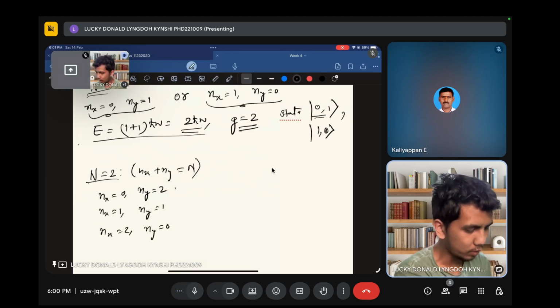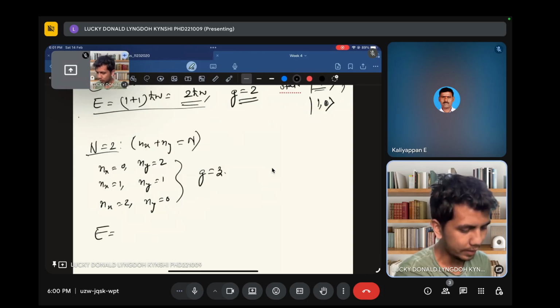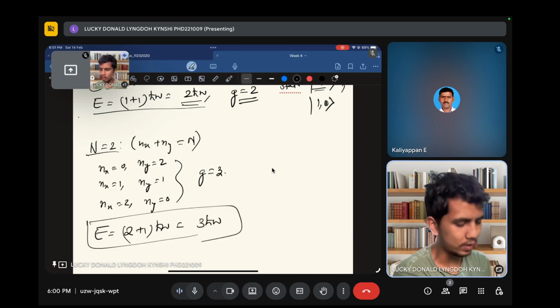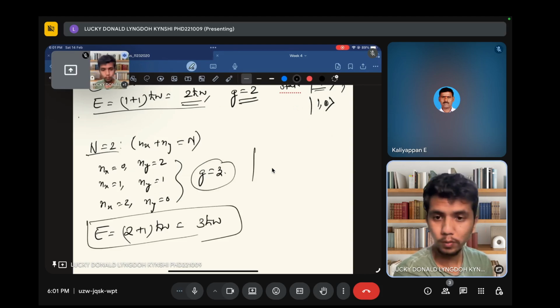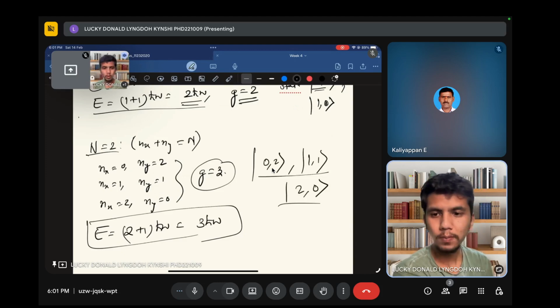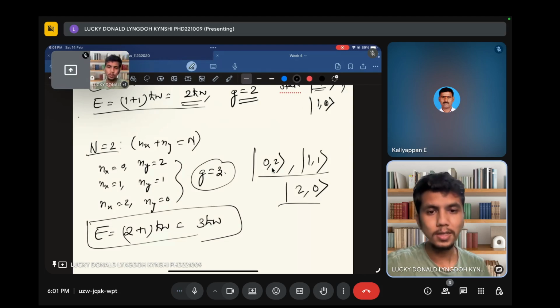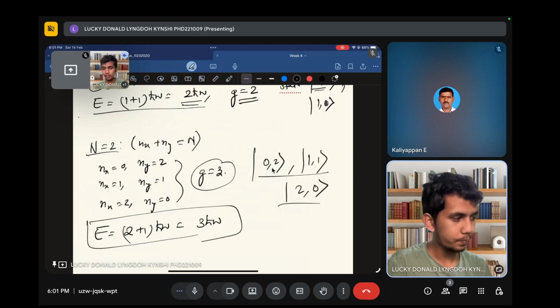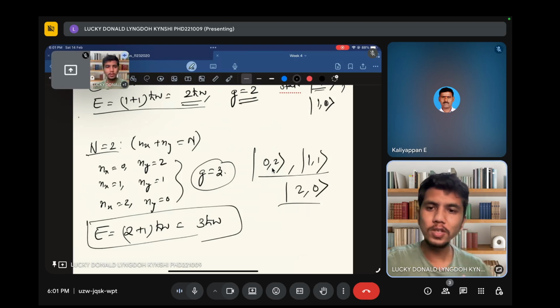That means ideally you will have degeneracy equal to 3. And what is the energy? Energy is nx plus ny, which is 2 plus 1, times h cross omega, which is equal to 3 h cross omega. So in this case you have degeneracy equal to 3 with the energy for the states 0, 2, 1, 1, and 2, 0. These three states are also of the same energy. That is why they are called degenerate states with degeneracy g equal to 3. This is the next higher possible state. So that is the first question: to list out the energy and the degeneracy.